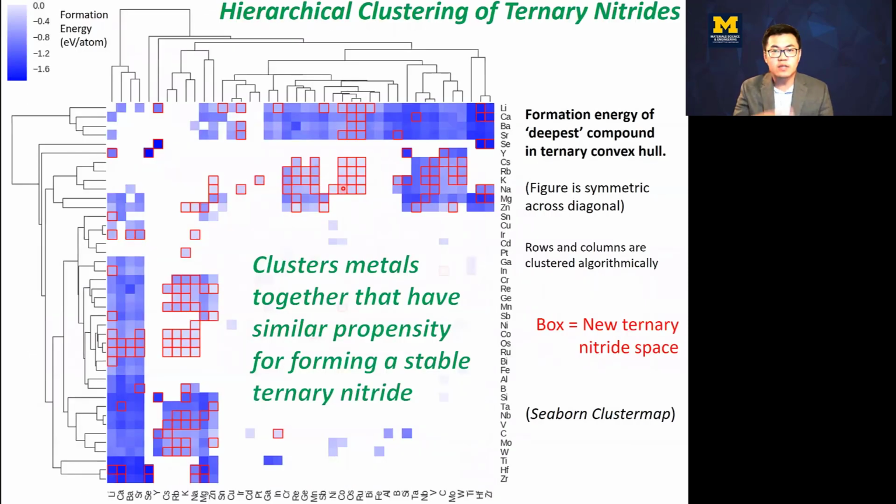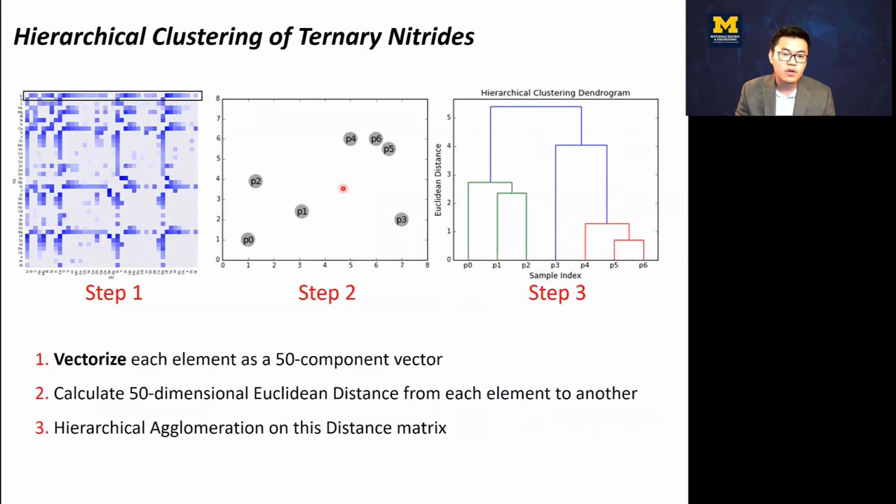So this is a way that we can start to identify chemical families. And you can group on stable nitrides, but you can also group on other features. But okay, sorry, I skipped some information. Let me first talk about how hierarchical clustering works, okay? Because this is a data-centric symposium.